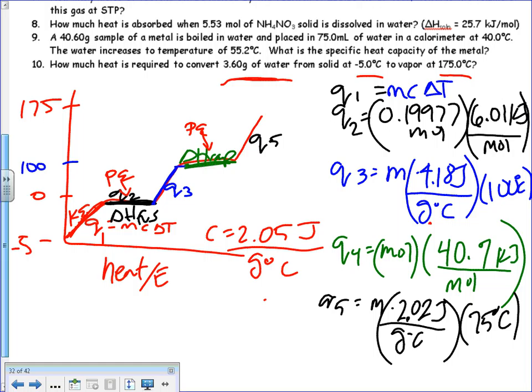On number 9, oh, I know what happened on number 9. Do you guys realize that it says a sample of metal on number 9, metal is boiled in water. So that tells us our initial temperature of the metal, which would be what? 100. So if you set up your calorimetry table with Q or M, C, and delta T, it's the initial temperature of the metal that would be 100, and they both always end up at thermal equilibrium at the temperature final, which in this case is 55.2.